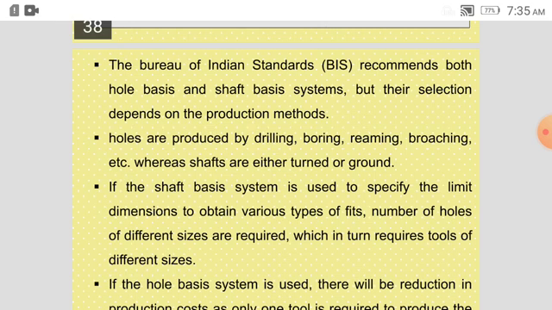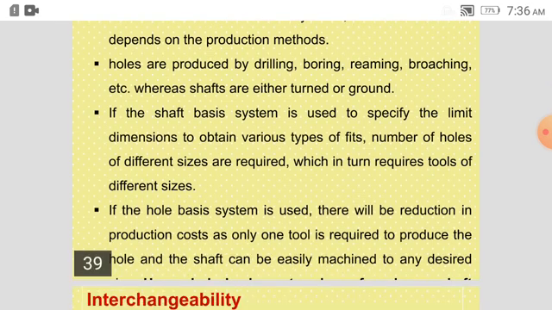If the shaft basis system is used to specify the limit dimensions to obtain various types of fits, holes of different sizes are required, which in turn requires tools of different sizes. So to create a hole and to maintain the dimension of the hole is a problem, because it may require a lot of types of tools, and it will be a costly affair. And if the hole basis is used, meaning the hole is kept constant, then we can vary the shaft diameters very easily with the help of turning.